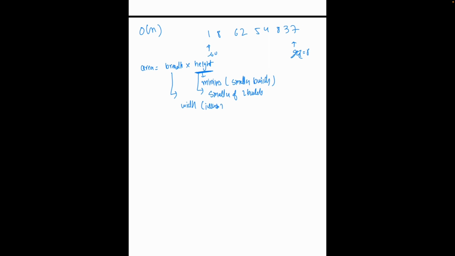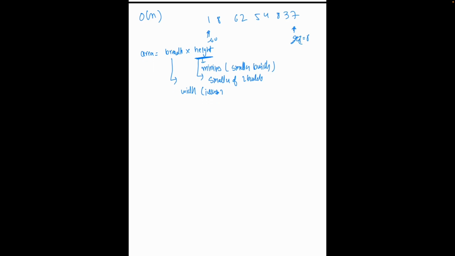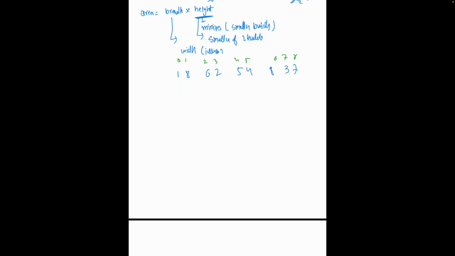So in this algorithm, what we're going to do is start from the initial and end. Let me write the code here. 1 8 6 2 5 4 8 3 7. This becomes 0 1 2 3 4 5 6 7 8. Now what I'm going to do is start with L equals 0, R equals 8, and then we'll take max volume. Let's say it's int min.